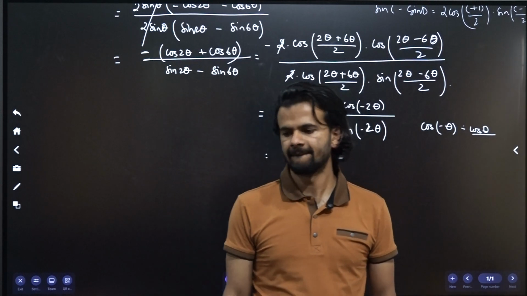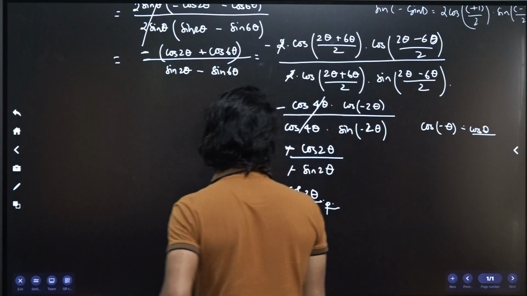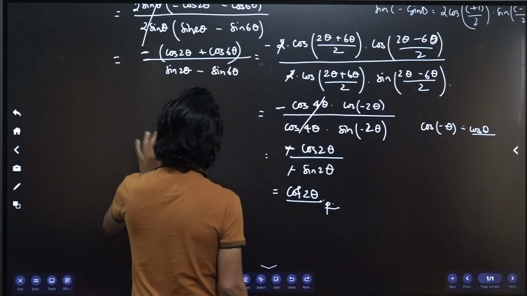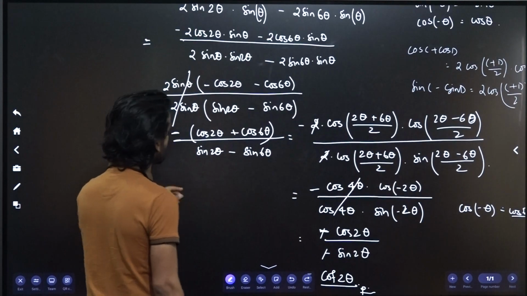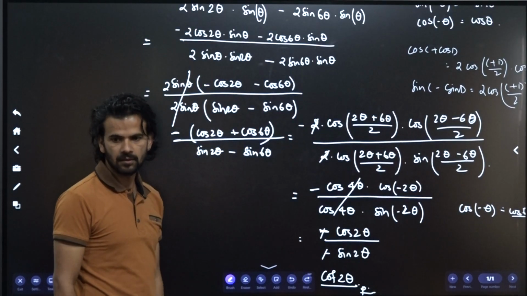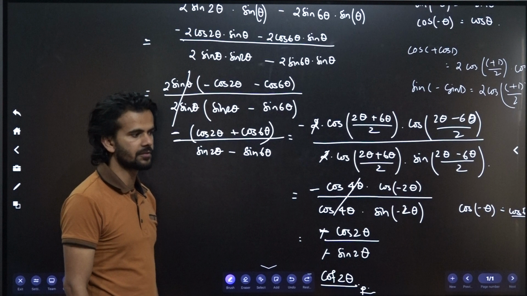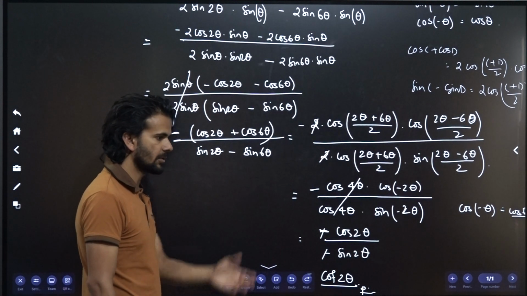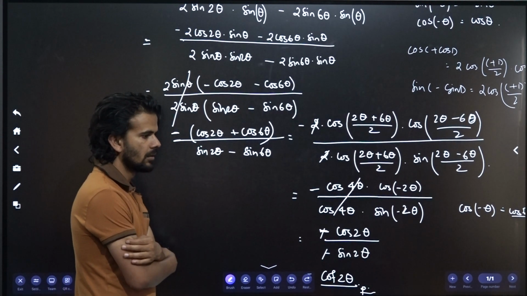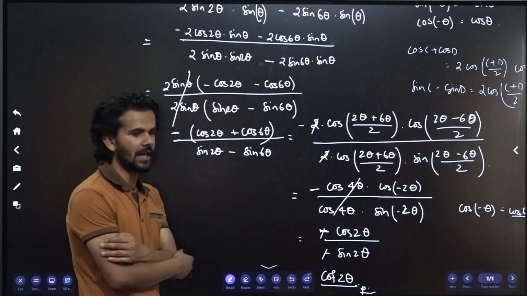That's it. Which cos one? Cos 2 theta plus cos 6 theta. Cos 2 theta plus cos 6 theta. You cannot write cos 8 theta. Somebody was doing the same thing. Never, ever can you.